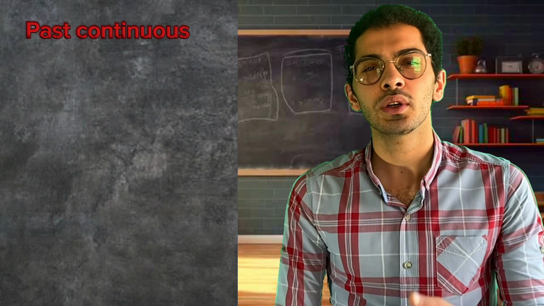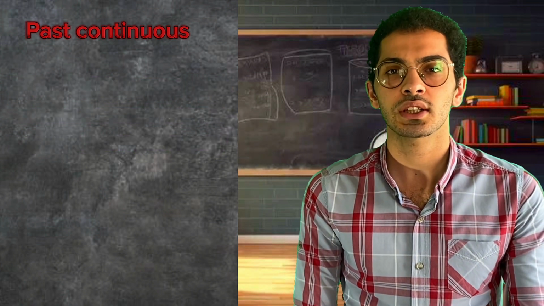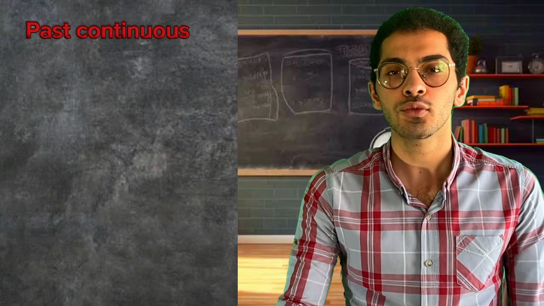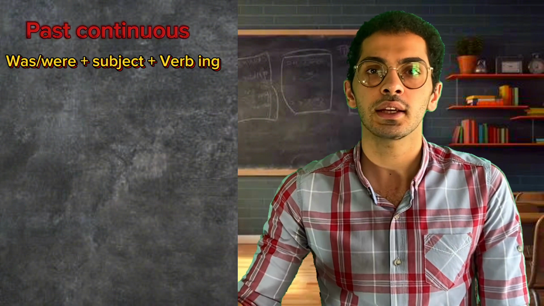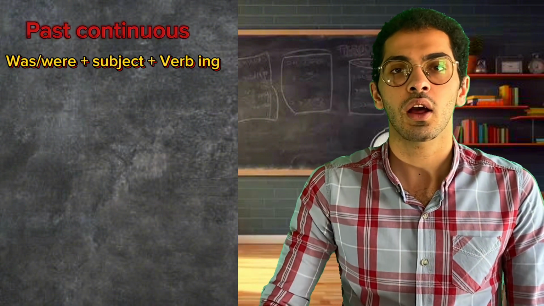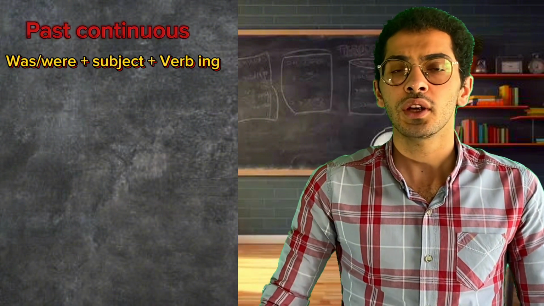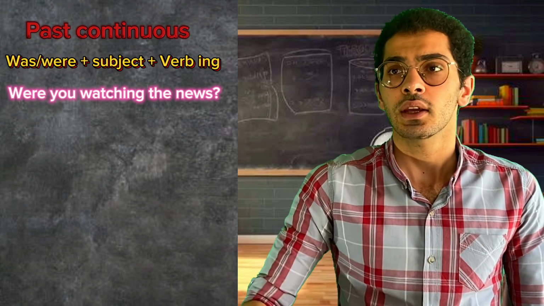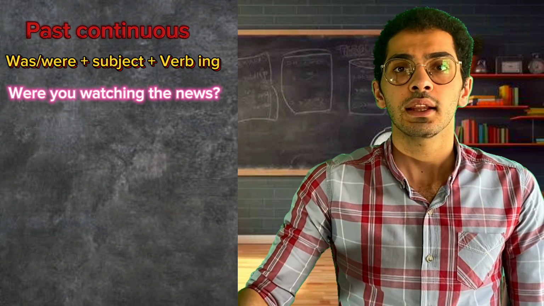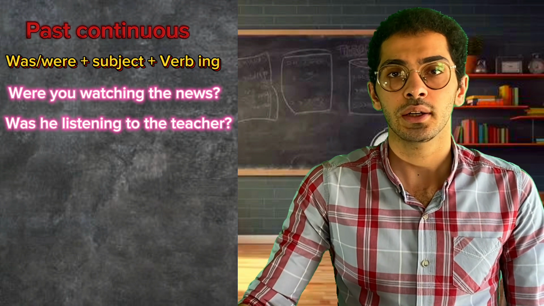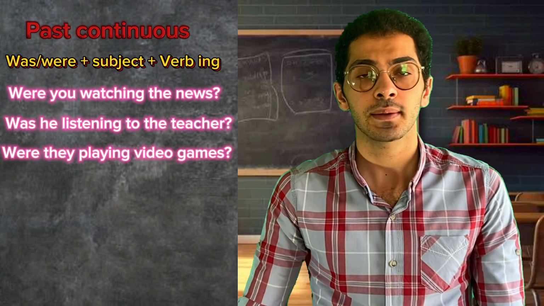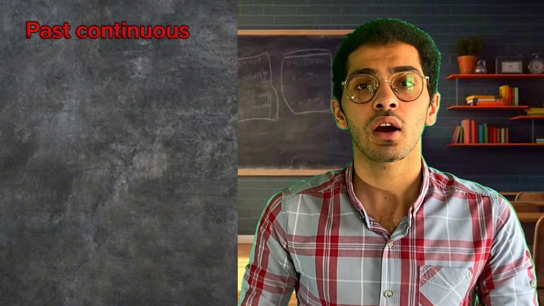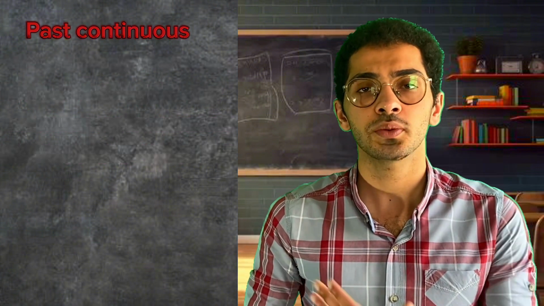Let's talk about question form, how we can make question with past continuous. We have to be verbs, or auxiliary verbs. They come at first, then subject, verb, like always. For example, were you watching the news? Was he listening to the teacher? Were they playing video games? That was all for the structure. I hope you got it.